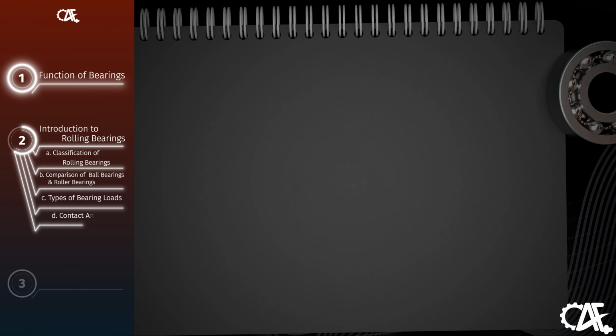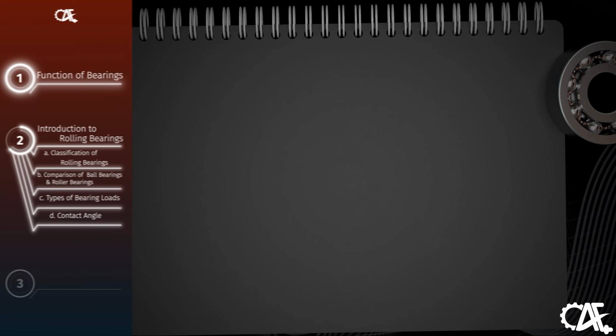Here we will explore the definition of contact angle for bearings. The contact angle in bearings refers to the angle formed between the applied load direction to the bearing and the line of contact between the rolling elements, be they balls or rollers, and the raceway, often referred to as the inner and outer rings. This angle is pivotal in determining the load-carrying capacity of the bearing, specifically in relation to radial and axial loads.